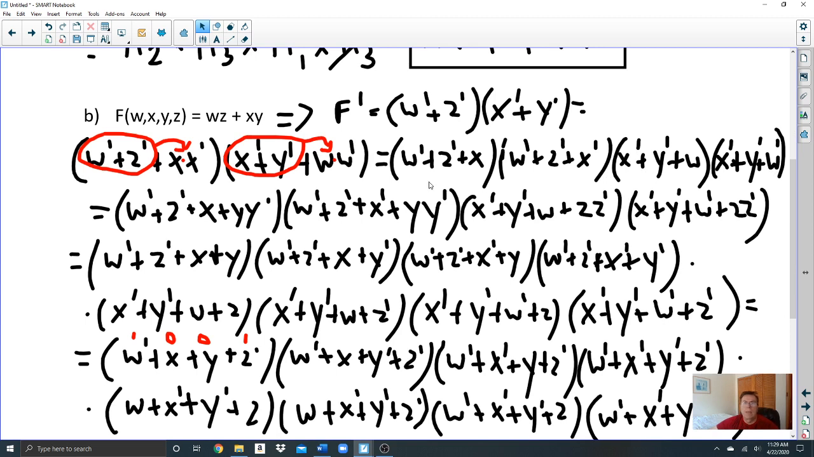Okay, and then we have 1, 2, 3, 4 parentheses, and each parenthesis has one variable missing. So we're going to expand this. This parenthesis is missing w. We expand it right here. This parenthesis, this term is missing w. This term is missing z, and this term is missing z. So we're going to add zeros in the form of the missing variables.